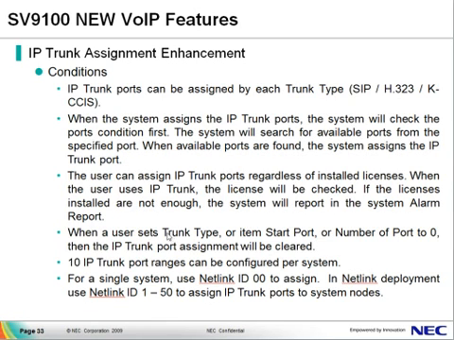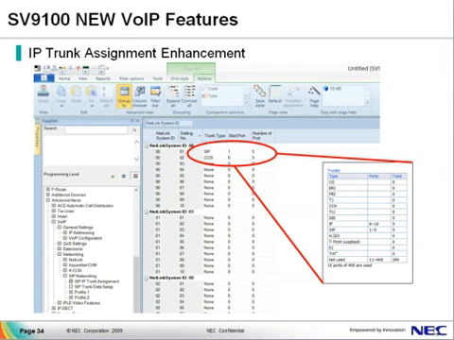When a user sets either the trunk type, start port, or number of ports to 0, the IP trunk port assignment will be cleared. You can configure up to 10 IP trunk port ranges on a system. You will see in PC Pro, if you're trying to configure IP trunks on a single system, use Netlink ID 00 to assign these. In a Netlink deployment, you will use Netlink IDs 1 to 50 to assign your IP trunk ports to the system nodes. This slide is a screen capture from PC Pro of one of the new pages where IP trunks can be assigned.